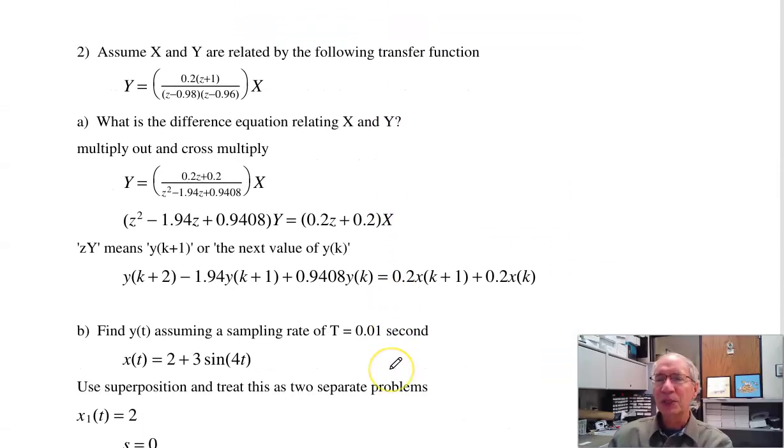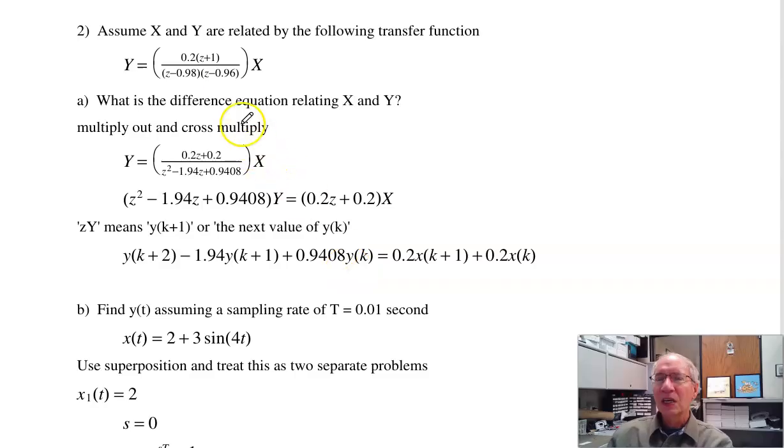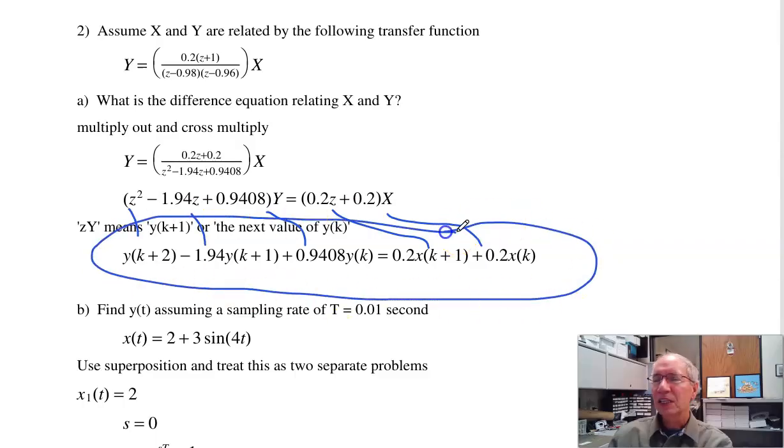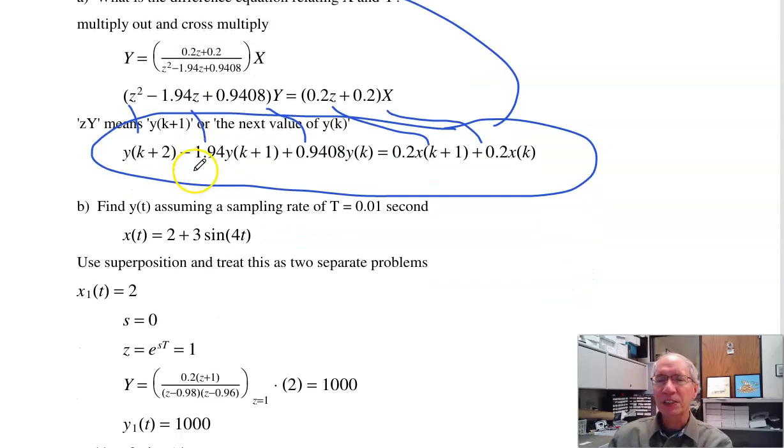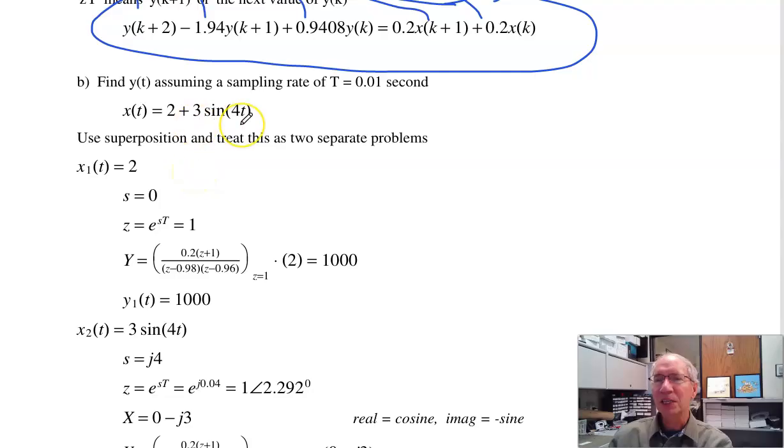Suppose instead I'm in the Z-plane. In the Z-plane, z means next value, so multiply out the polynomials, cross multiply. This means y two samples in the future, next value of y, current value of y, next value of x, current value of x. So this difference equation is the same thing as that transfer function, just a different way of writing it. The transfer function is nice, that makes analysis easy for sine waves.